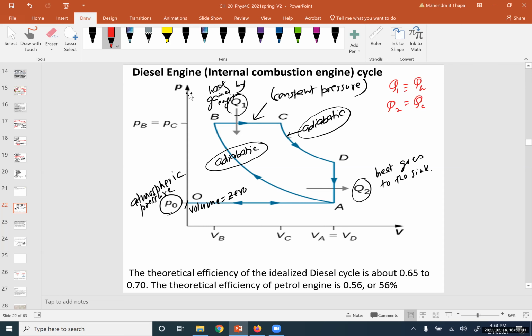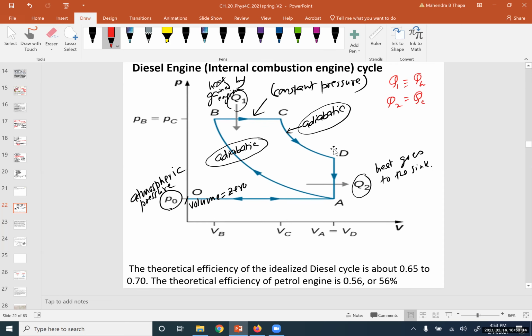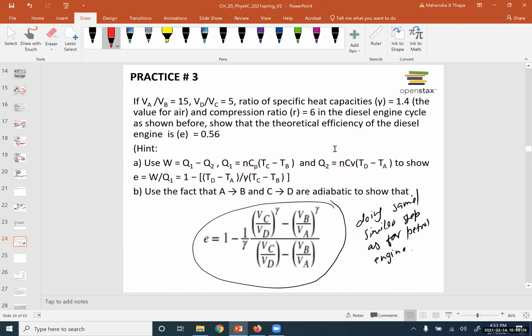Okay, so if you do the exact same math, you will get this equation, and once you plug in the information given here, okay, given information over here, then you can prove that the value of efficiency is this. Okay, so you are doing exactly the same math to get this equation.